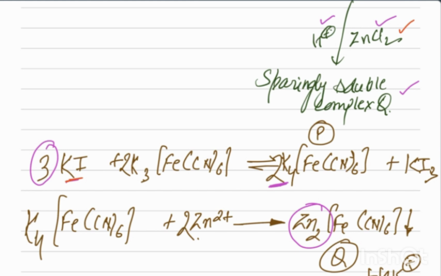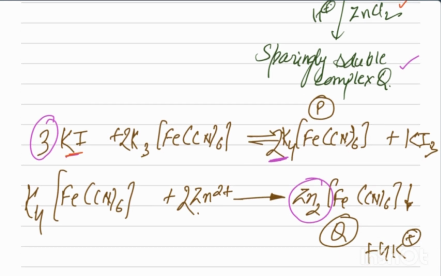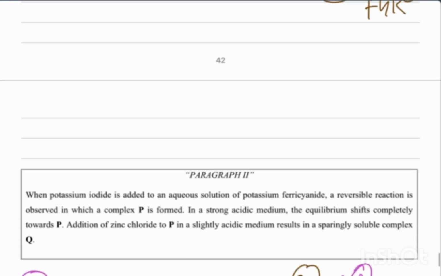And this K4[Fe(CN)6] reacts with Zn2+ to get this Q complex, which is a sparingly soluble salt, the Zn2[Fe(CN)6] complex. So that's why the number of moles of Zn should be 2. So 2 should be the answer for this question. Thank you so much for listening.